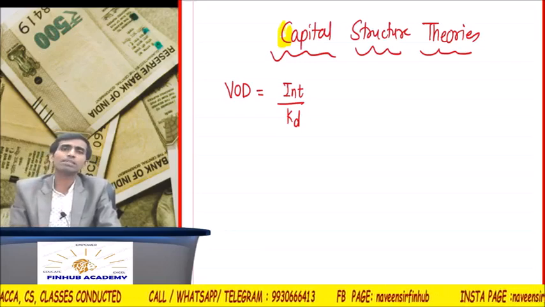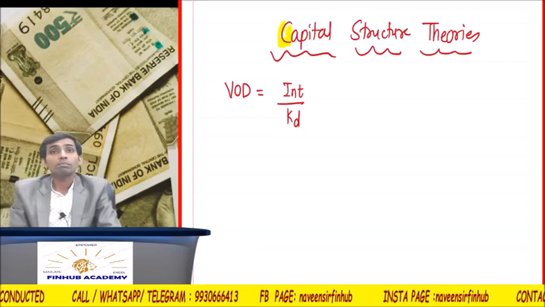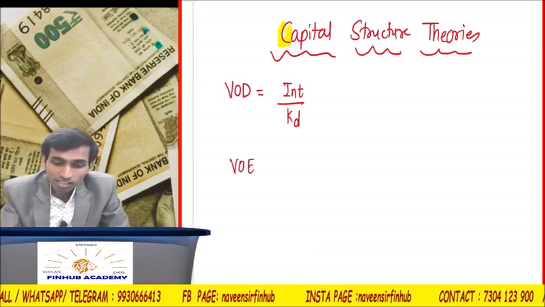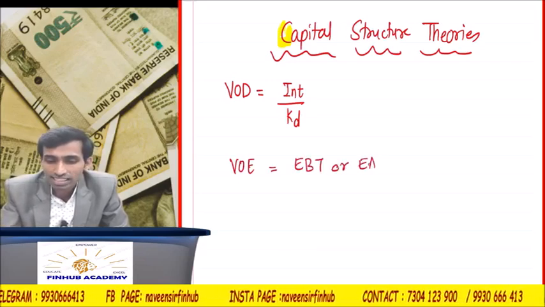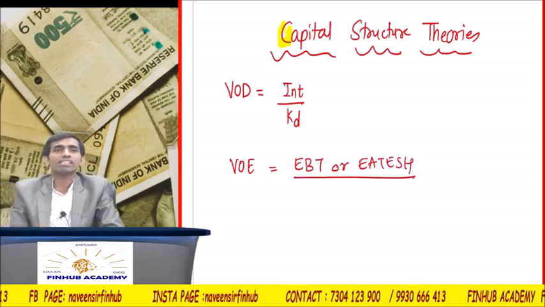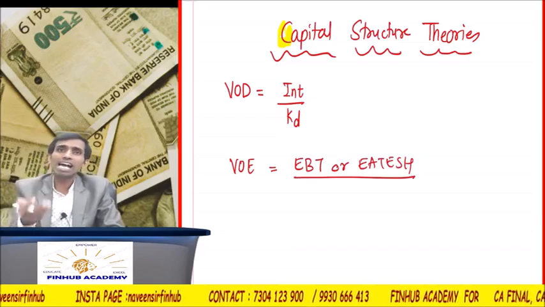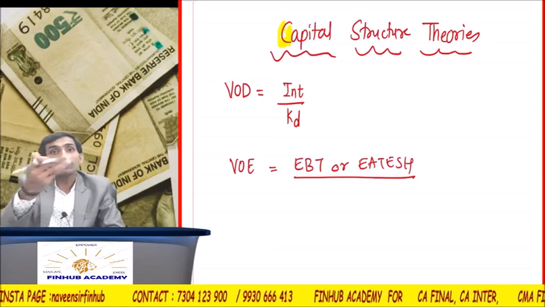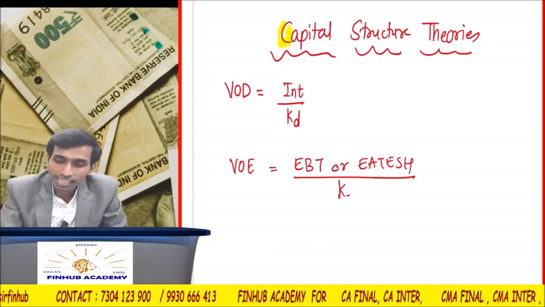Is it realistic? No, sir. But still they are assuming. Okay, listen. Value of equity will be what? EBT or EAES. When I say EBT is equal to earnings available to equity shareholders, what is the assumption? There is no tax, as well as no preference dividend. So divided by KE.